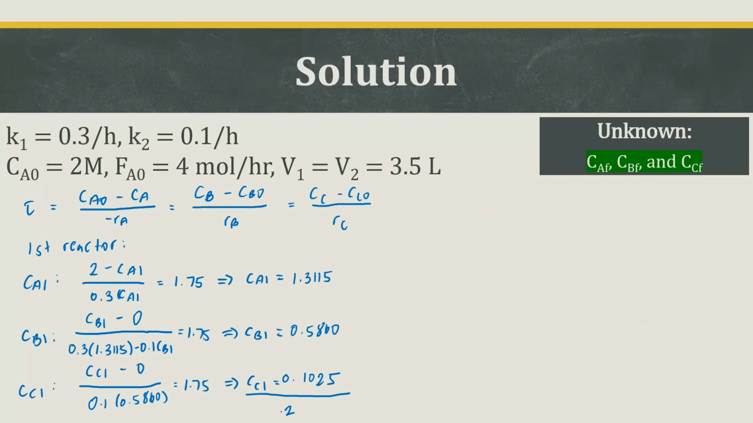I leave the checking part to you guys. Now, at the exit of the second reactor, this is where we compute CAF, CBF, and CCF. For CAF, this time the concentration of A entering the second reactor is now CA1. So instead of writing CA0 minus CA1, we now write CA1 minus CA2, over negative rA at CA2.